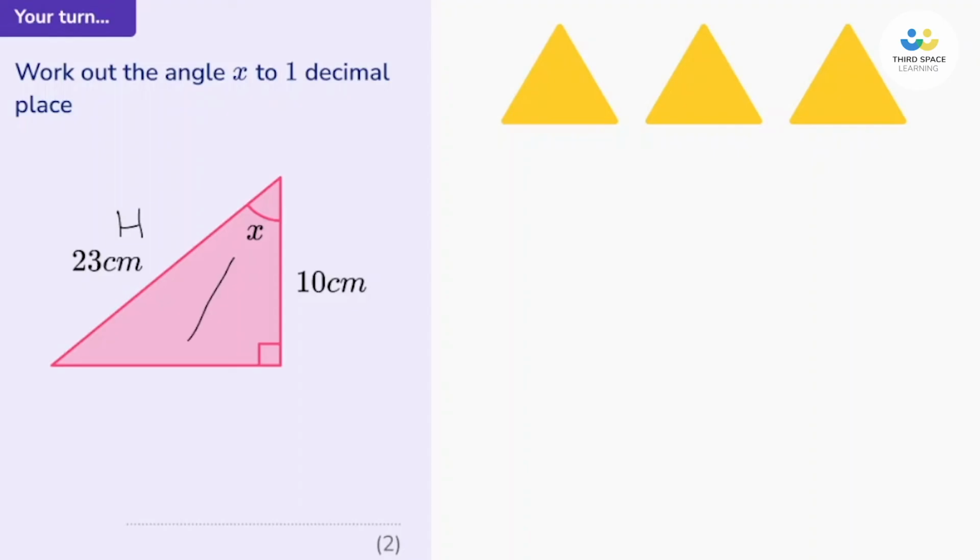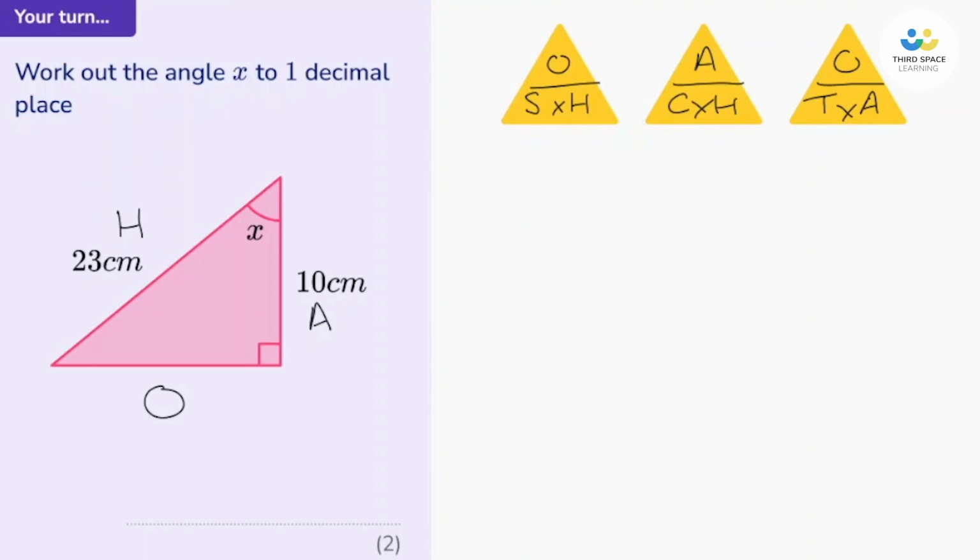The opposite side is the side opposite the angle, and that means that the last side is the adjacent. The adjacent side is next to the angle. Next job, let's write down our SOHCAHTOA triangles. So sine is equal to opposite over hypotenuse. Cos is equal to adjacent over hypotenuse. And tan is equal to opposite over adjacent.